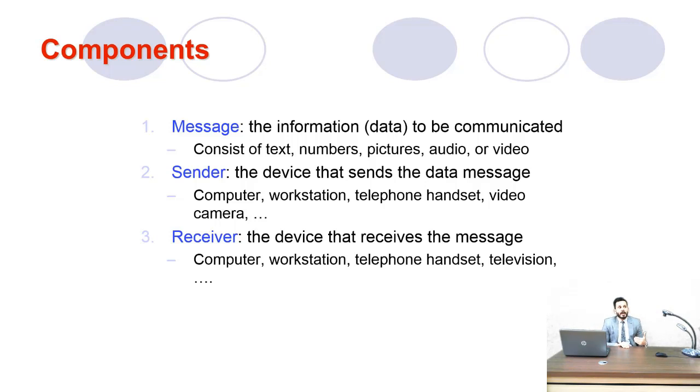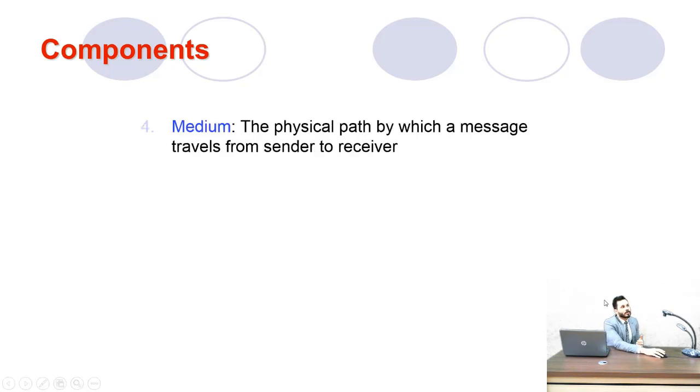You will send that data by computer or workstation or telephone. Okay. Third, the receiver. The device that receives the message. That means any device can receive the message, for example, computer or workstation or telephone or handset, etc. So now, if you have a message and you have a sender and receiver, you just need a transmission medium. If you have all those components, that means the message will be sent from sender to receiver in the correct form.